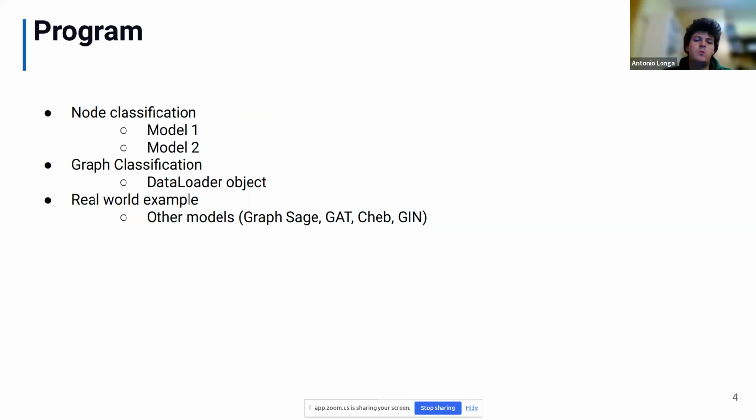Okay, here's the pipeline of what we are going to see today. First of all, we are going to introduce a simple node classification task, and two models to try to predict in this task. Then we are going to move to graph classification, and in this section I'm going to go through the data loader object and see which are the functions and so on. And finally, we are going to move to a real-world example using several models. I'm going to say only two words about this real world example right now, and when we are back, I'm going to go into much more detail.